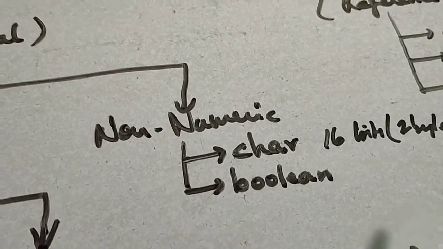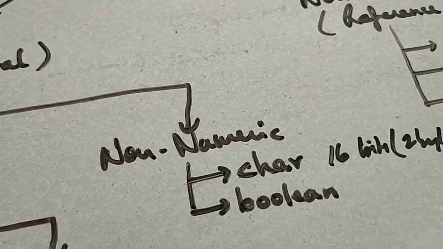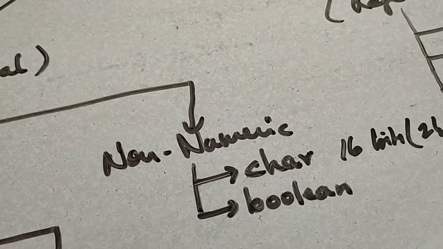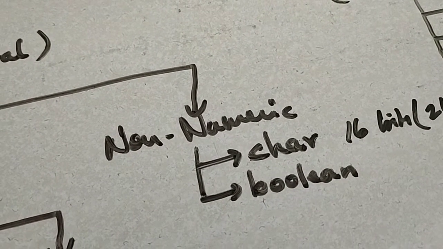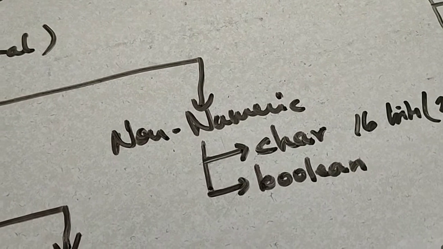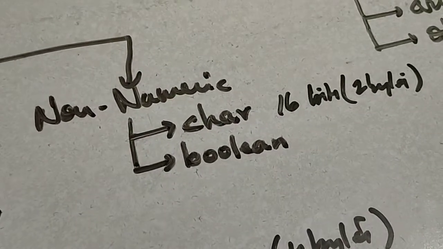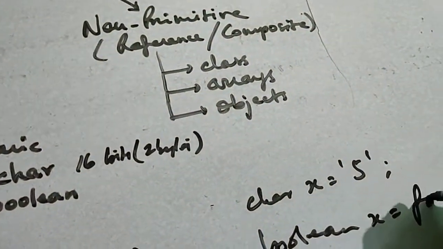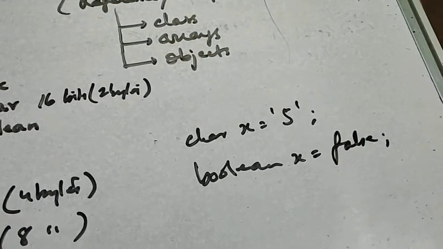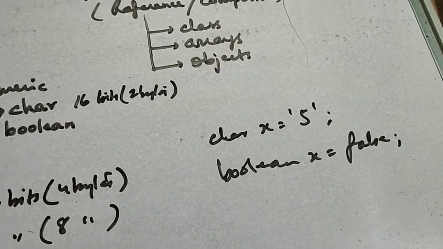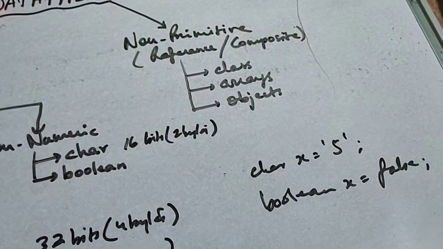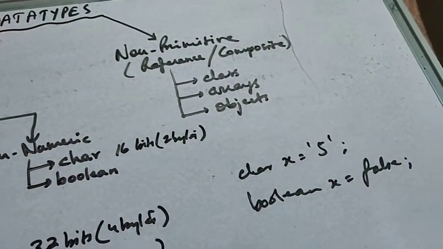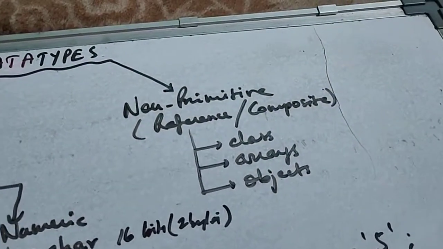So in case of Boolean, it is basically a special type, where a variable contains either true or false, and they are non-numeric constants. That is, they are either true or false. For example, here, Boolean x equals false or true. We assign them this way. So this is what we understand by the primitive data types, which are also known as the fundamental data types. Then we have the next one, that is the non-primitive data type.